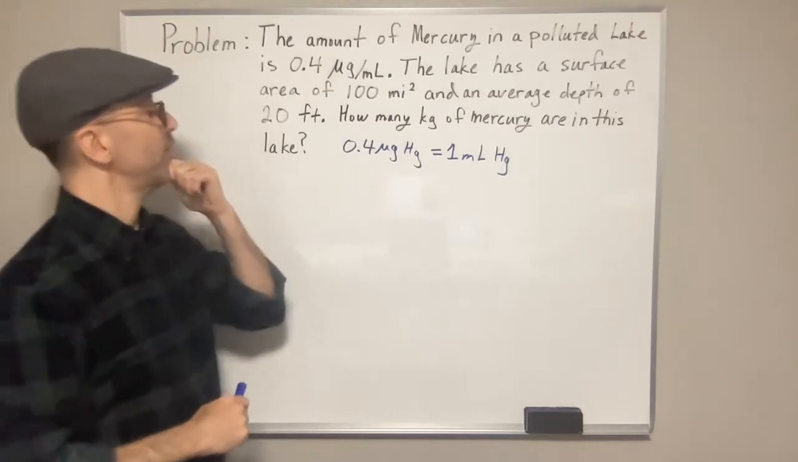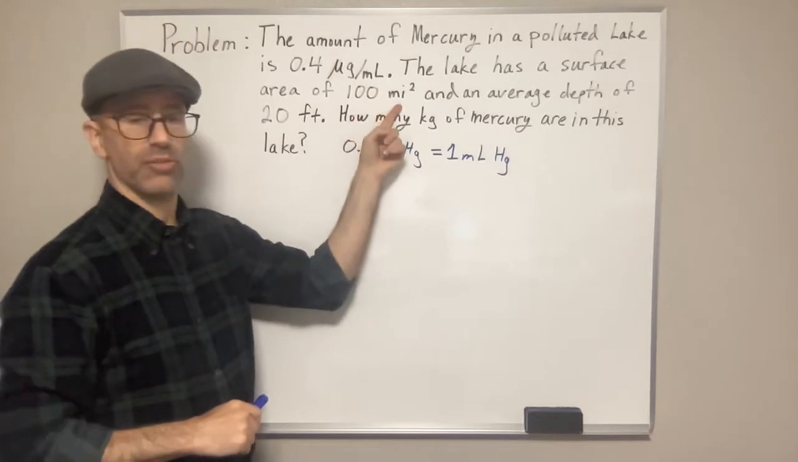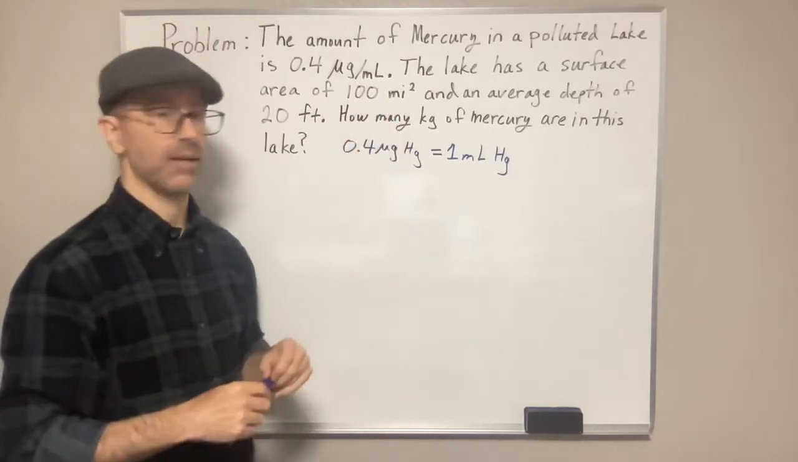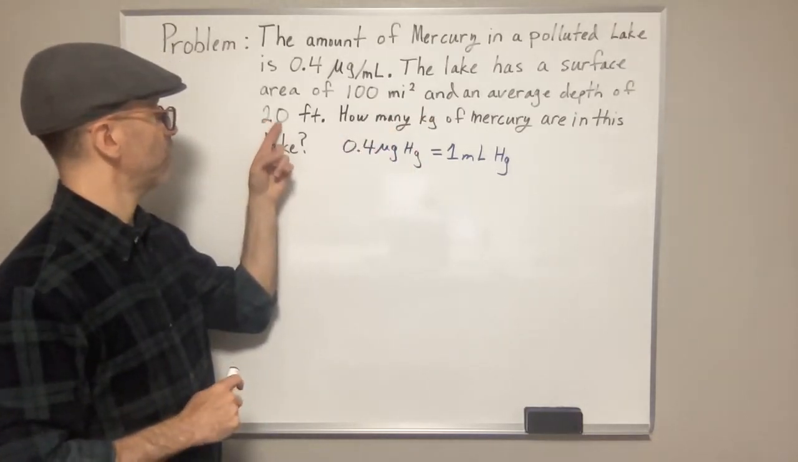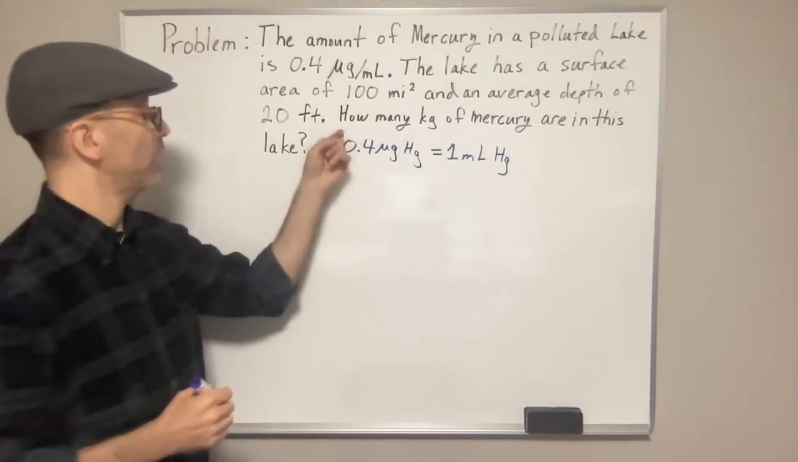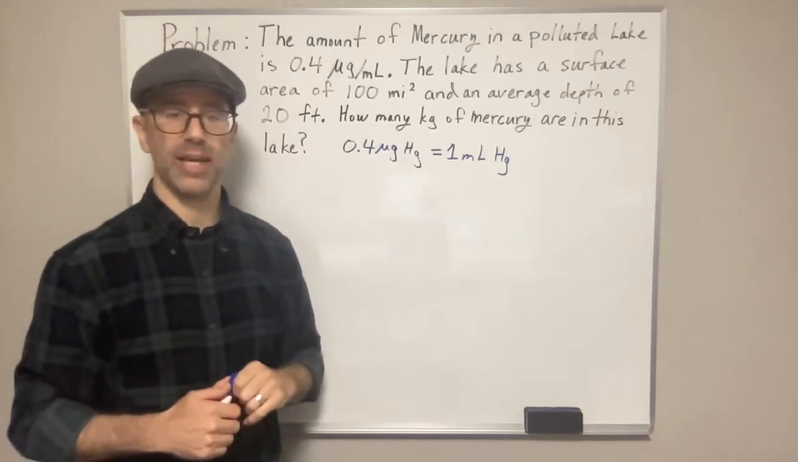And they give us the surface area of the lake, 100 miles squared. We're going to think of this as a circular lake. And we are given an average of 20 feet of depth. They want to know how many kilograms of mercury are in this lake.